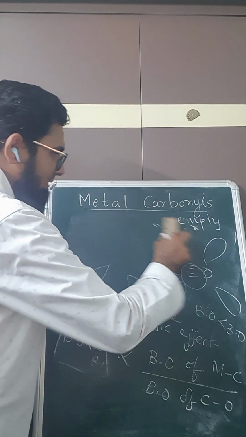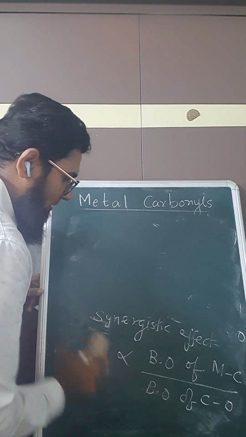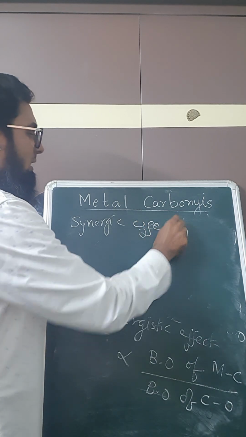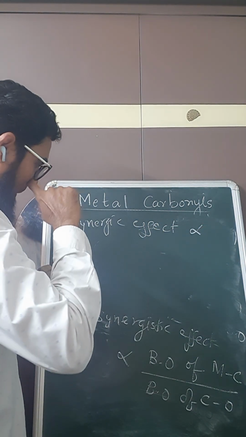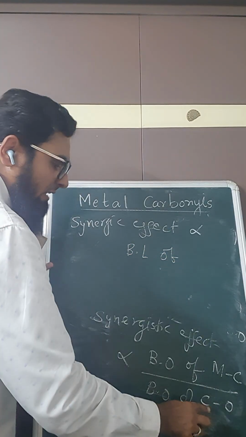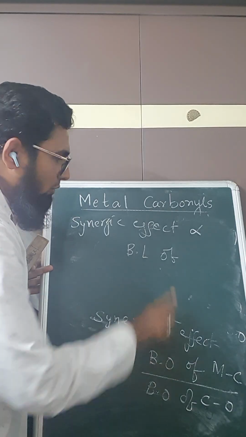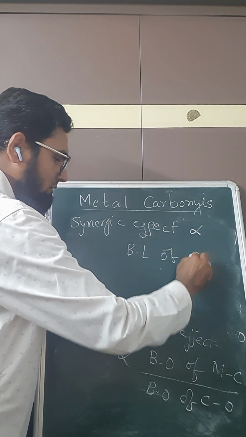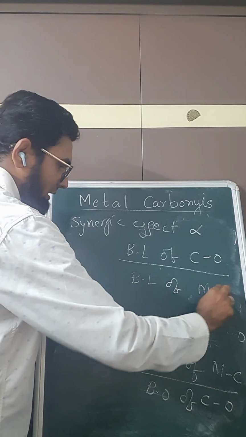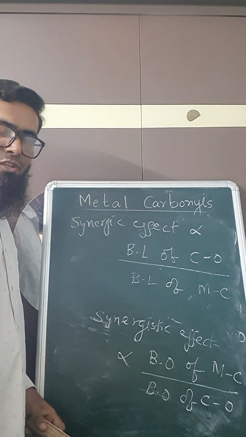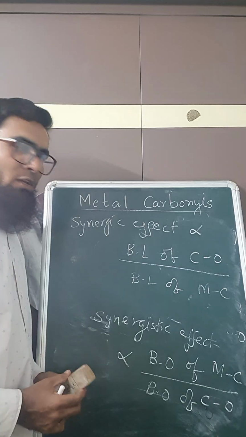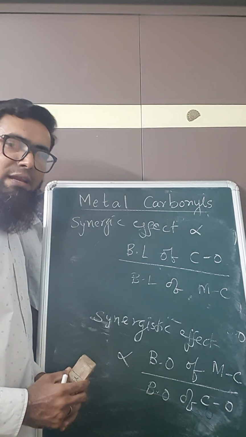So I need some space here. So due to synergistic effect, because bond order is inversely proportional to bond length, so bond order of CO is decreasing due to synergistic effect, but bond length of CO will increase, and bond length of MC will decrease. Inverse proportional relationship. So this is a very important point that you have to note regarding the synergistic effect. So in any metal carbonyls you can find this synergistic effect.